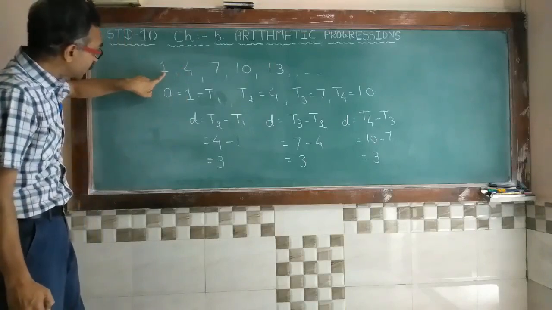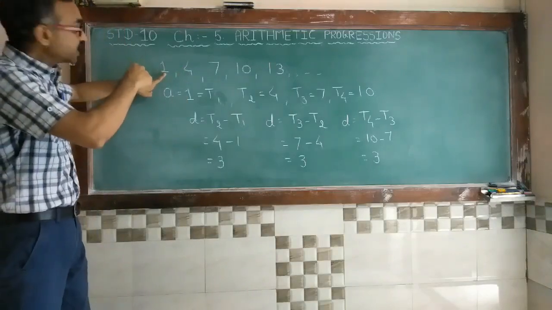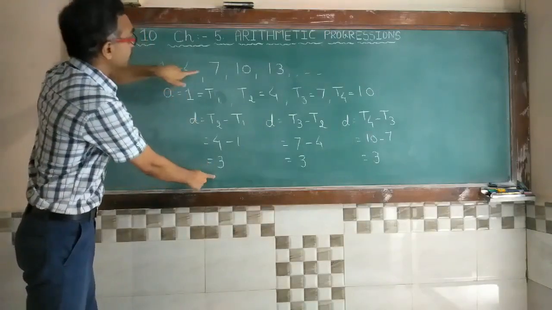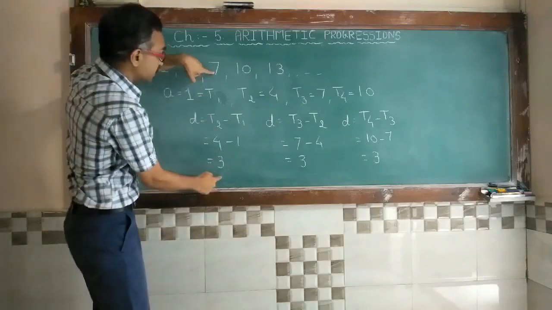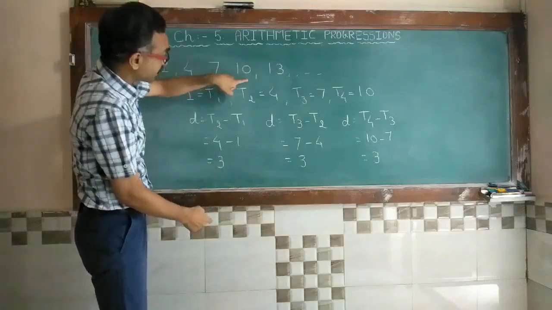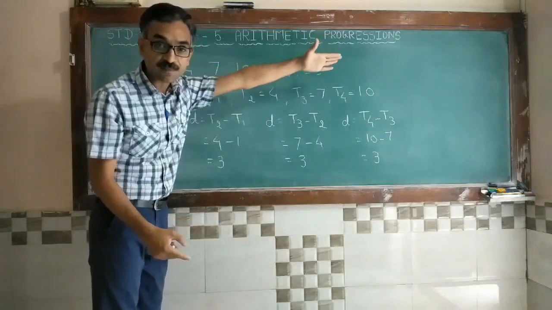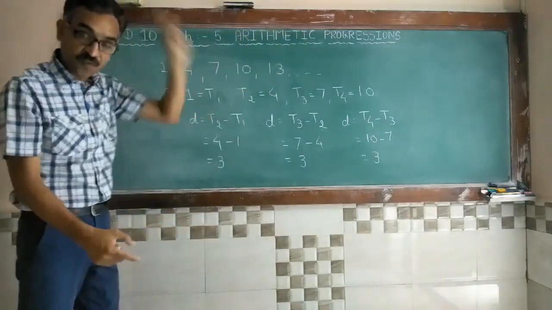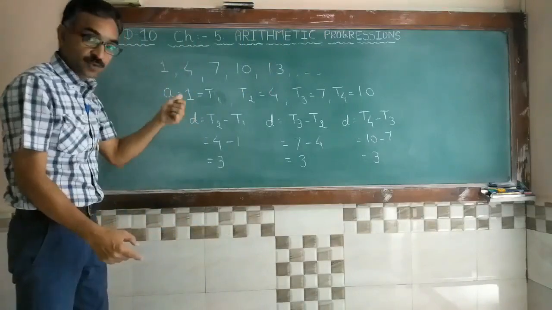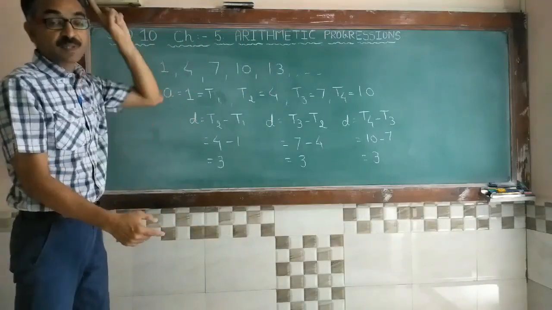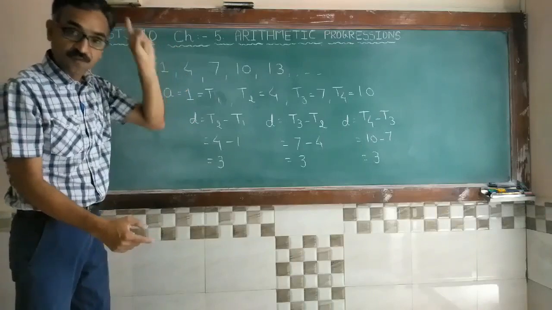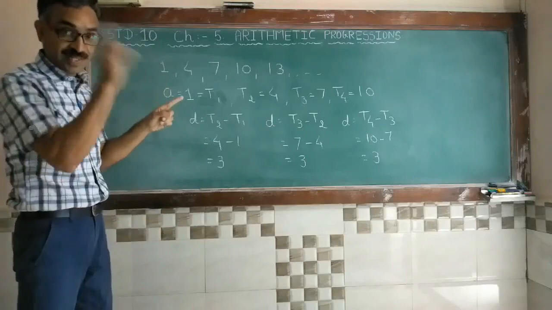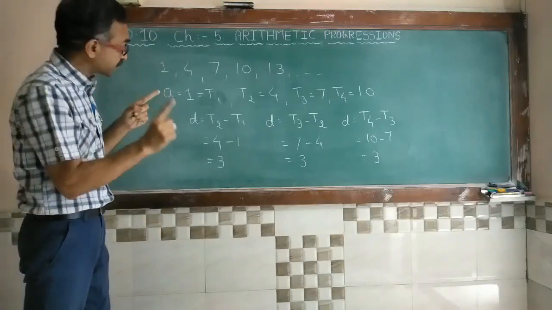We are adding here 3 each time. 1 plus 3, that is 4. 4, we are adding again 3. 4 plus 3, that is 7. Again 7 plus 3, that is 10. Again 10 plus 3, that is 13, and so on. So this is your arithmetic progression, which has a fixed number being added to its preceding number, except the first term. So this is called your arithmetic progression. But the condition is that it has a fixed common difference.